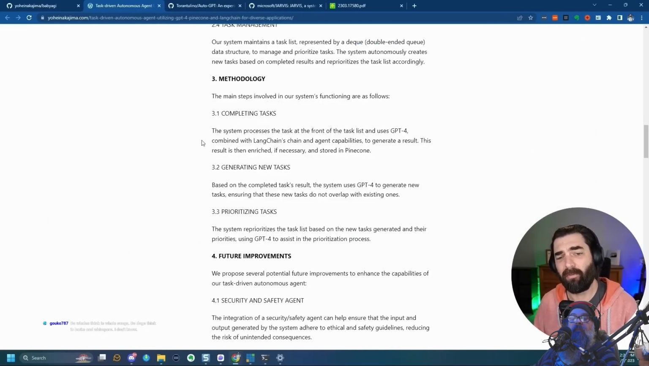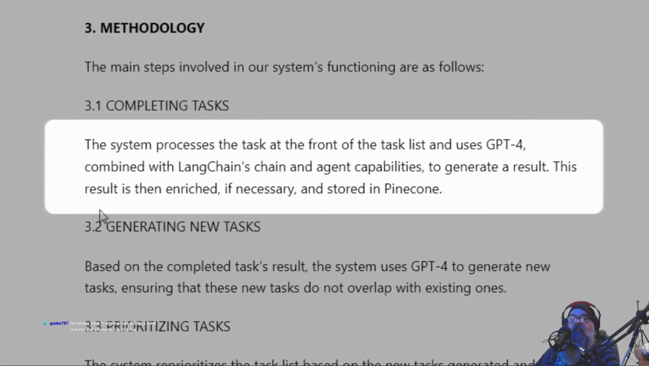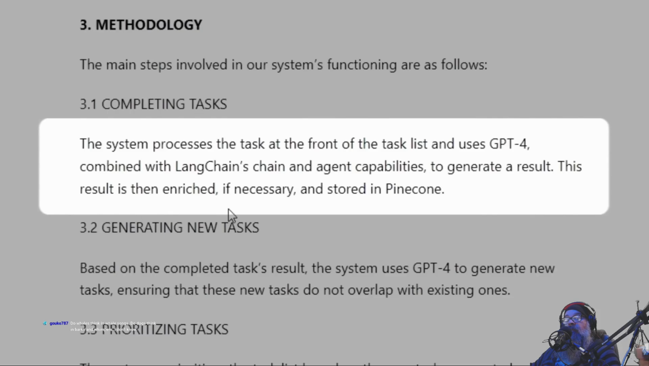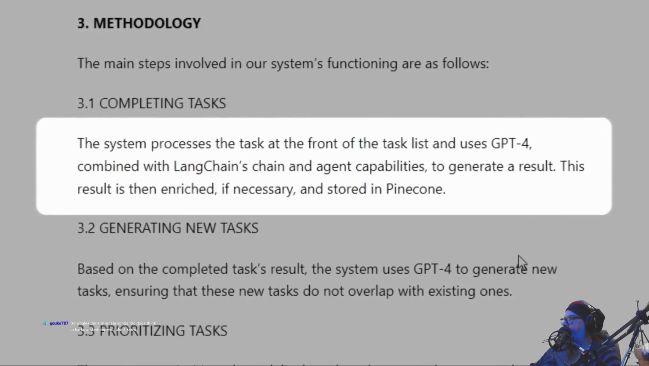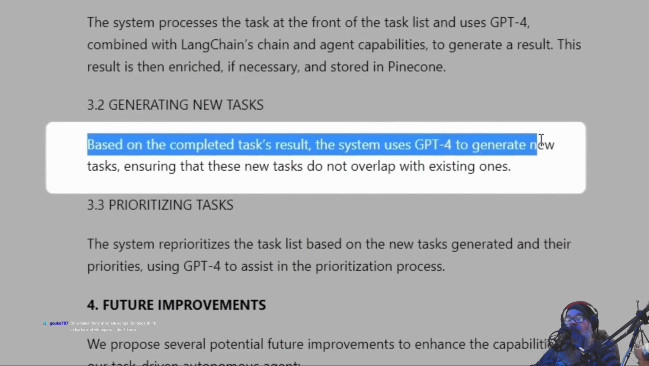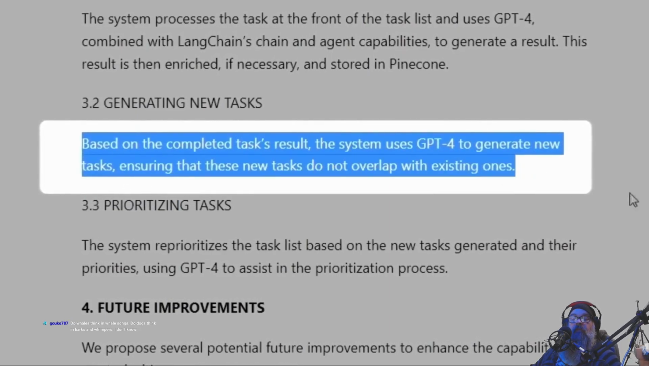Here's the explanation from their paper. The system processes the task at the front of the task list and uses GPT-4 combined with LangChain to generate a result. This result is then enriched, if necessary, and stored in Pinecone. Based on the completed task result, the system uses GPT-4 to generate new tasks, ensuring that these new tasks do not overlap with existing ones.